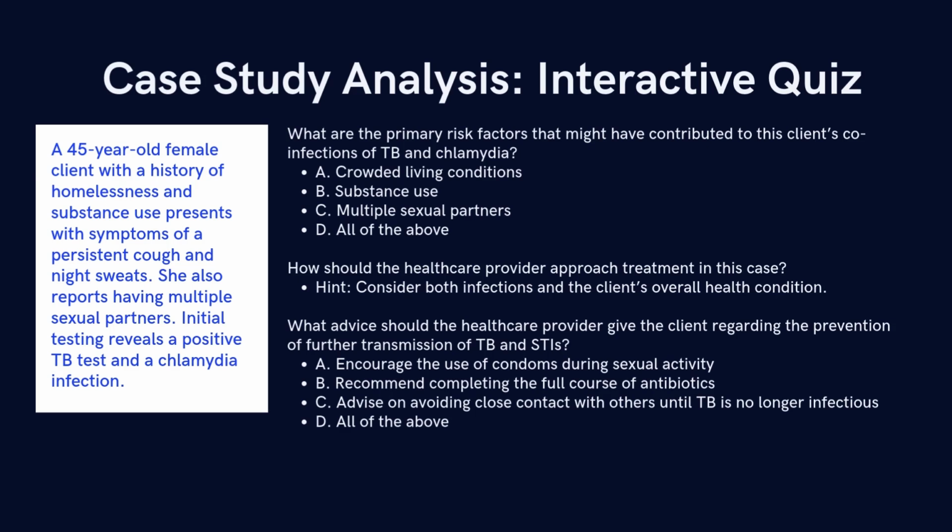So the first question: what are the primary risk factors that might have contributed to this client's co-infections of TB and chlamydia? Crowded living conditions, substance use, multiple sexual partners, or all of the above? And the answer is D, all of the above. All three of these could definitely have contributed to this client's co-infection.